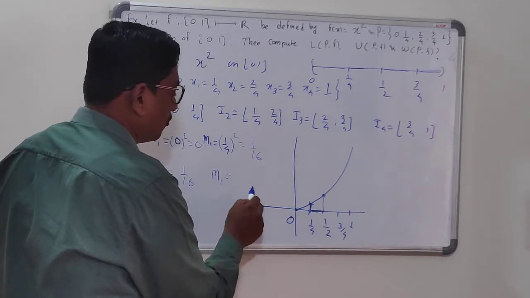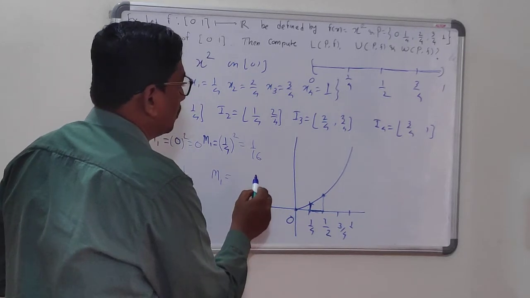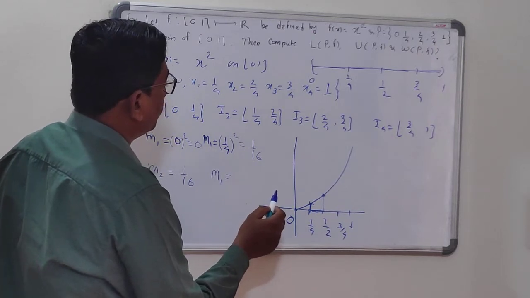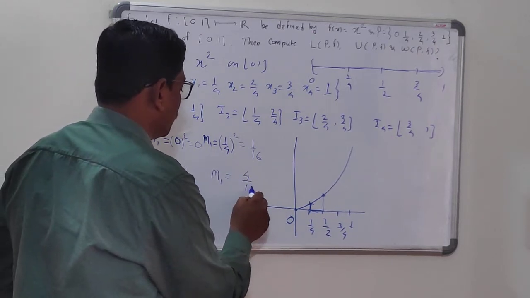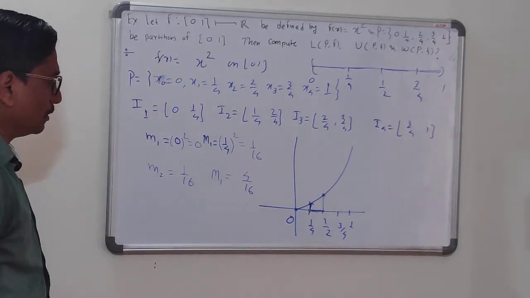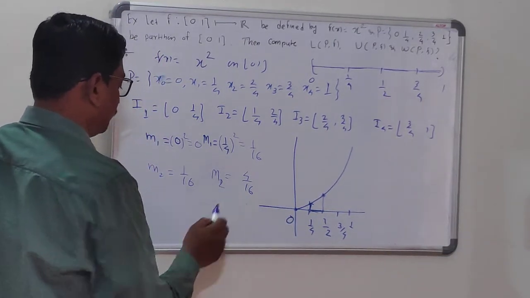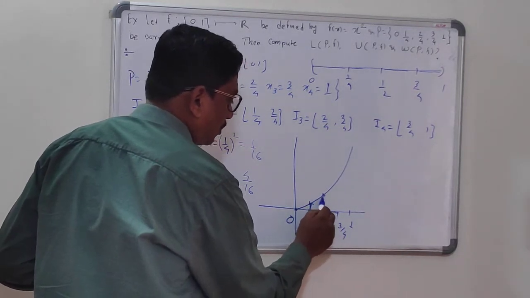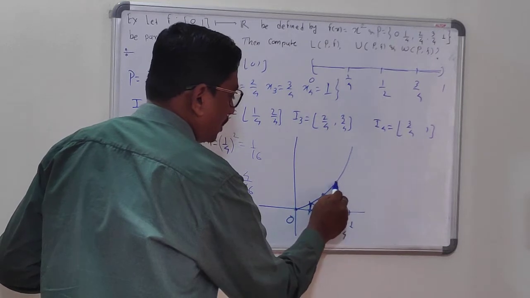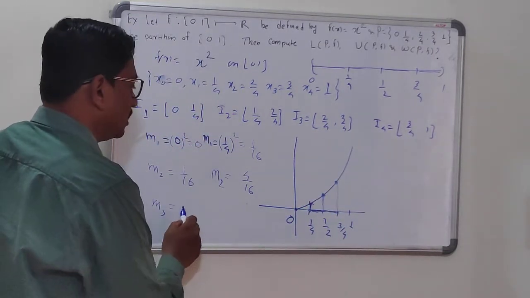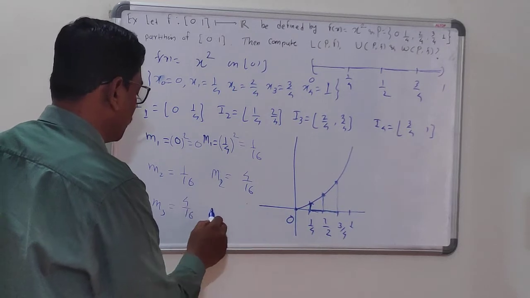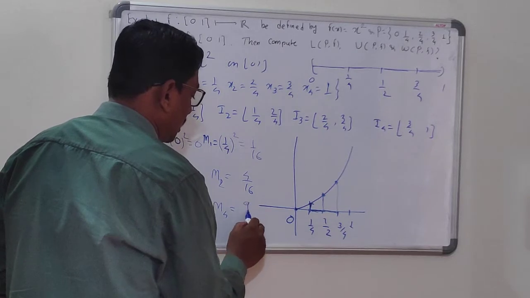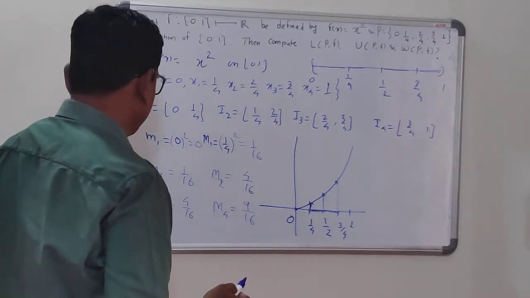And what is capital M1? It is 1 upon 2 square. I can write the denominator as all equal. So at that point I have taken it as 2 by 4. So it is 4 by 16, although it is 1 by 2, 1 by 4. So M2 is this. Next, for M3 we have to look at this interval. So this is the lowest value, and this is the highest value in this interval. So M3 is 4 by 16, that is 1 by 4, and capital M4 is at 3 by 4, that is 9 by 16.